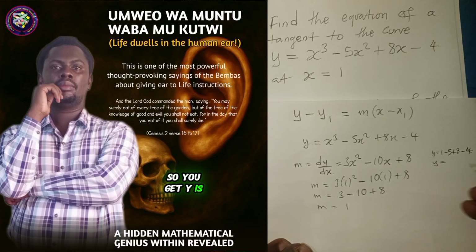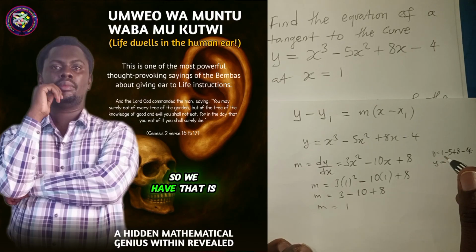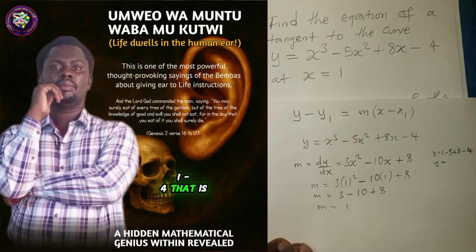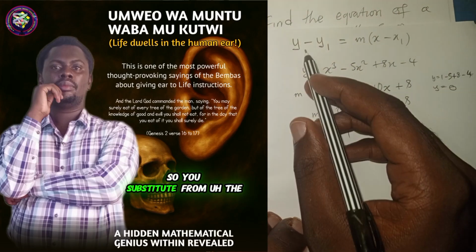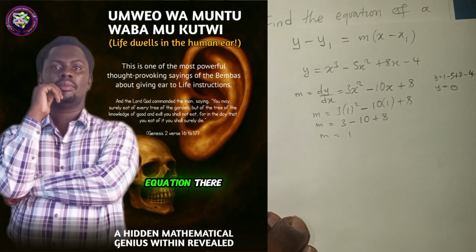So we get y is equal to, that is 1 minus 5, that is minus 4. Minus 4 plus 8, you get 4, and 4 minus 4, that is 0, meaning y is 0 and x is 1. So you substitute into the equation there.